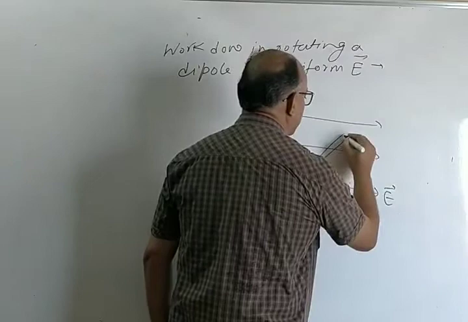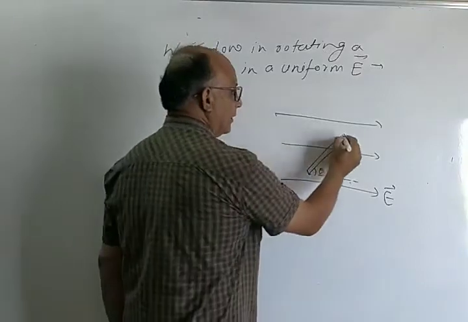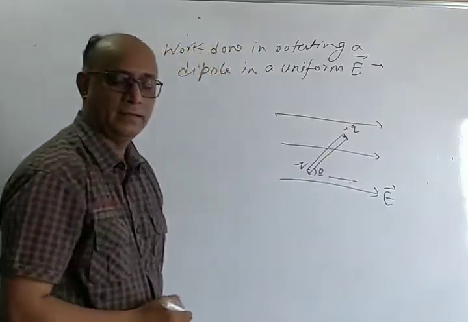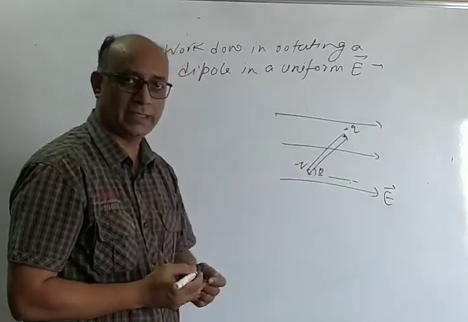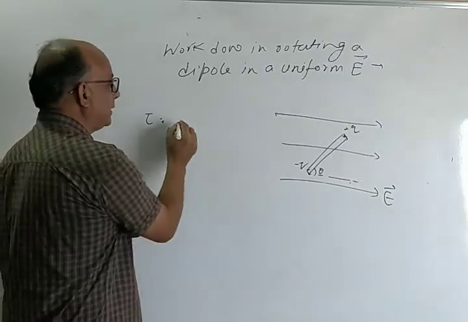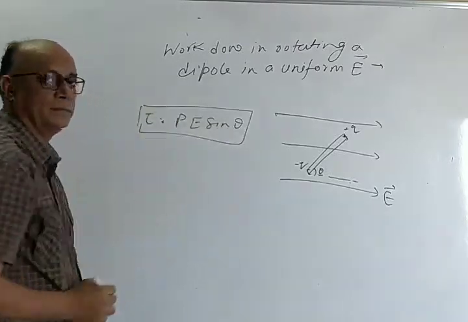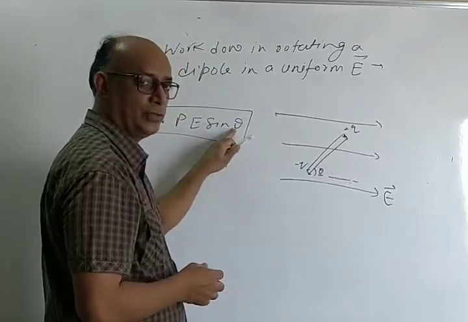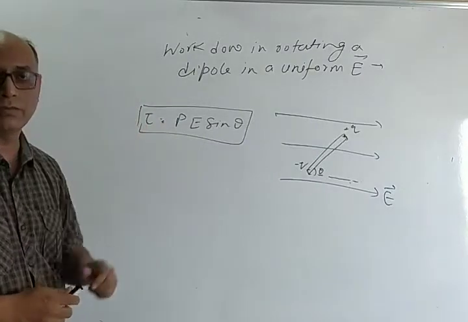Imagine a dipole is placed here, making angle theta with the horizontal. This is plus charge, this is minus charge, minus q, this is plus q. Correct? Now this dipole is to be rotated. So whenever you place this dipole in this electric field, a torque is produced. And torque already we have calculated, that is P E sin theta. This is the expression already we have done. Now, if you want to rotate it, the angle theta is going to change. When theta will change, the torque is going to change. So torque here is not a constant quantity.